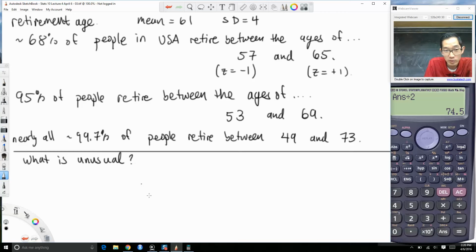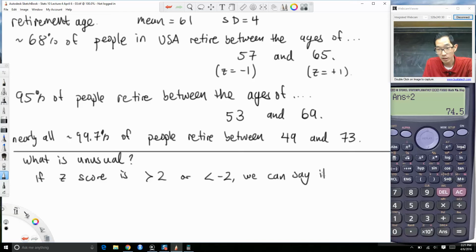Okay, we would say if the z-score is greater than +2 or less than -2, we can say it is unusual. All right, only 5% have such z-scores.